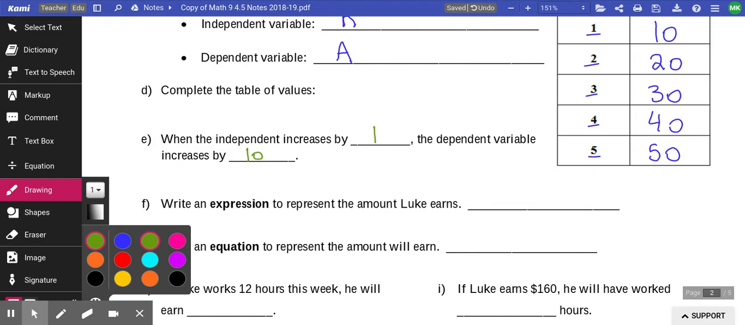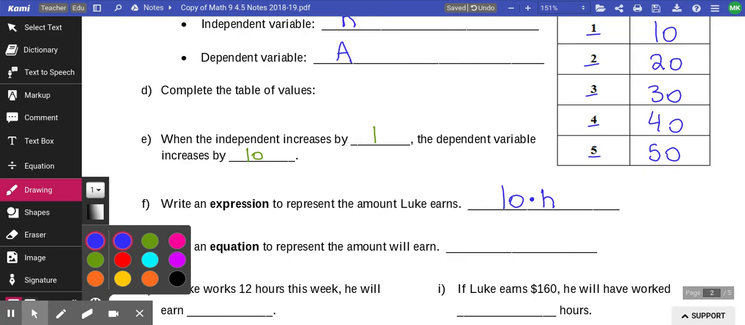This means the relationship between the dependent and the independent variables is 10 to 1. The way we represent that is by saying 10 times the number of hours worked. Right? That's how you'd figure out how much money they made. If you work 20 hours, to figure out how much money you make, you go 20 times 10. If you work 2 hours, you go 2 times 10.